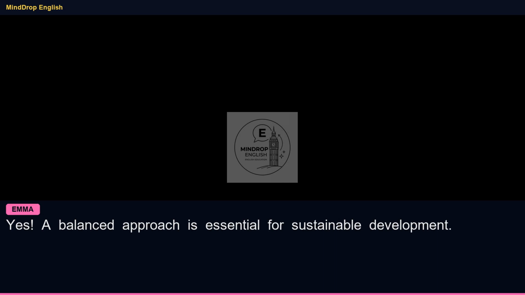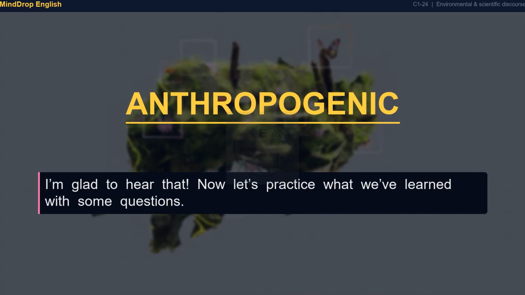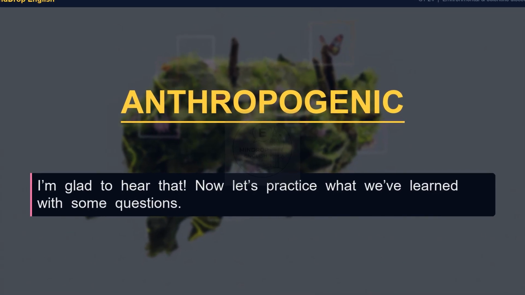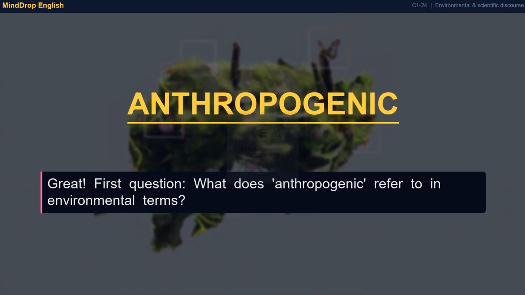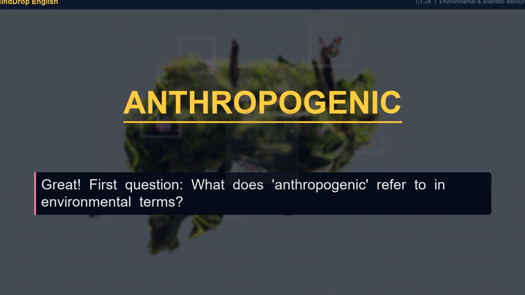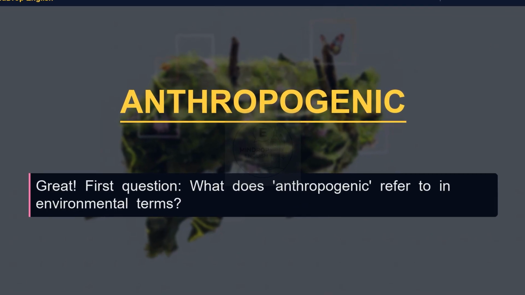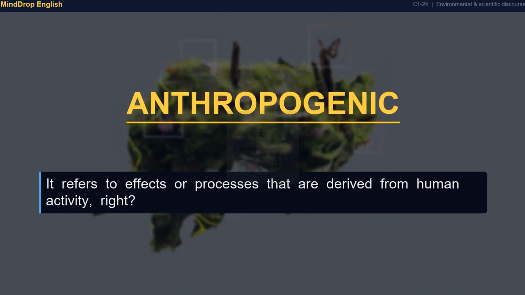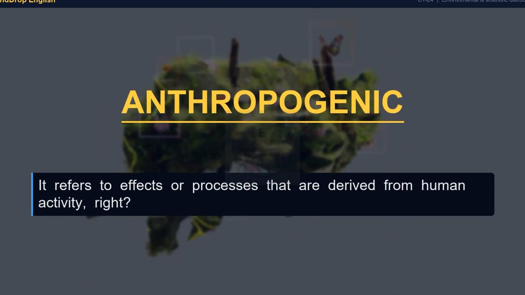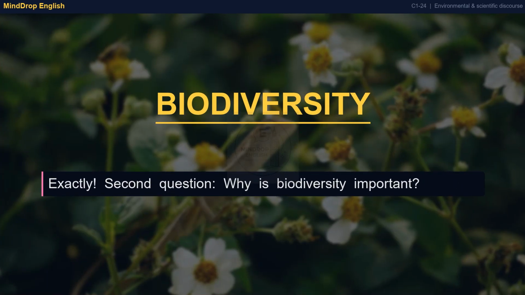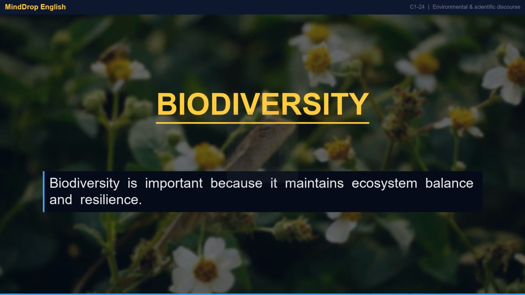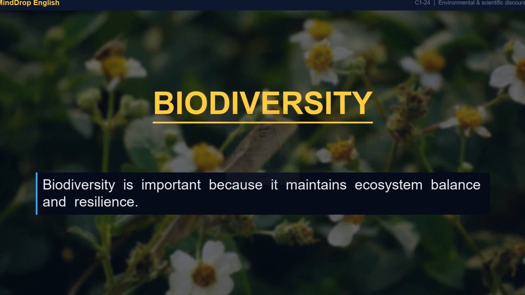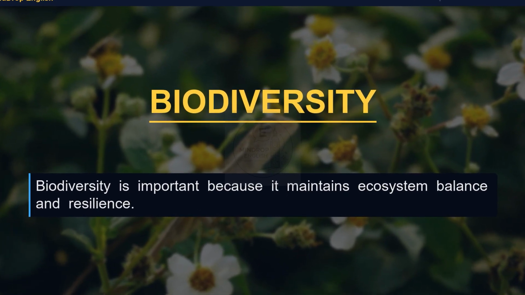Got it. I feel more equipped to discuss environmental science now. I'm glad to hear that. Now let's practice what we've learned with some questions. I'm ready. What should I do? Great. First question. What does anthropogenic refer to in environmental terms? It refers to effects or processes that are derived from human activity, right? Exactly. Second question. Why is biodiversity important? Biodiversity is important because it maintains ecosystem balance and resilience.